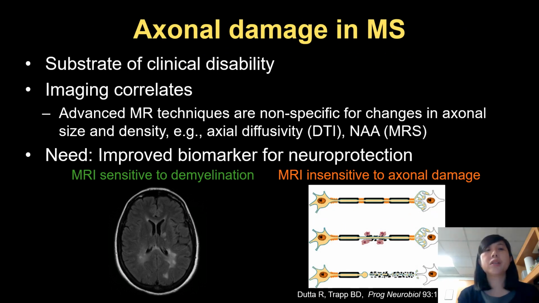Moving on to other types of quantitative MRI techniques, it turns out that one of the most elusive quantities to measure in multiple sclerosis is axonal damage. Axonal damage is thought to be the substrate of progressive clinical disability, and imaging correlates for axonal damage using MRI have been limited. These include measures from diffusion tensor imaging and MR spectroscopy. So there's a real need for an improved biomarker of the underlying axonal integrity as a way to assess the therapeutic effect of various neuroprotective drugs that are coming online.